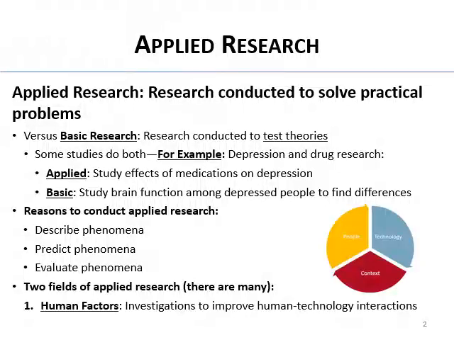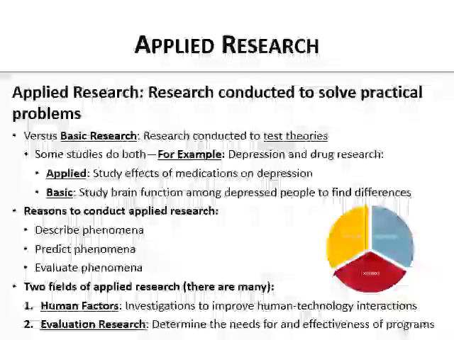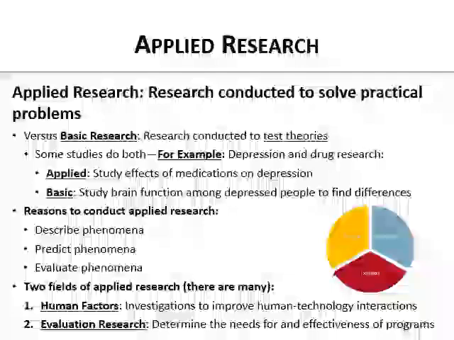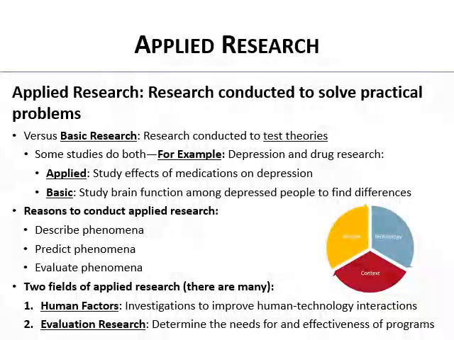One is human factors research. That looks into improving human technology interactions in contexts. And the other one we'll specifically talk about is evaluation research, which is determining the needs for programs and whether they were effective and whether they were implemented, that sort of thing. That's evaluation research.